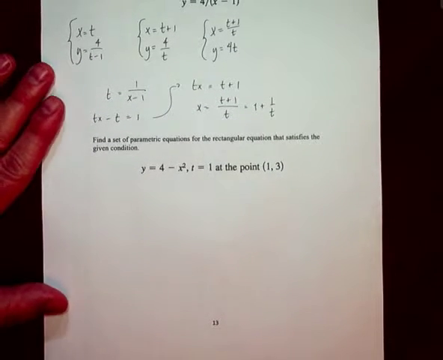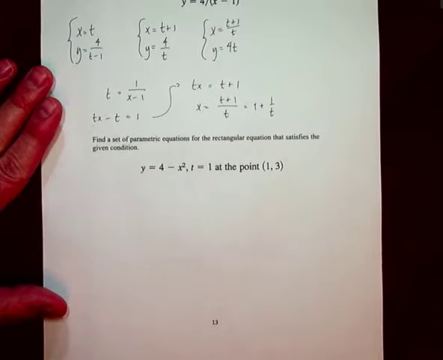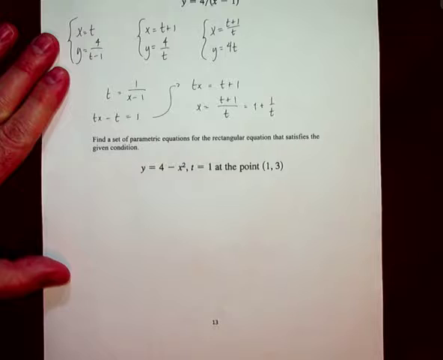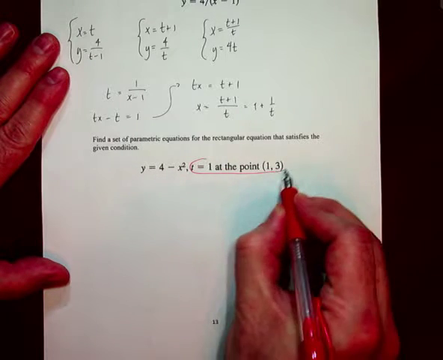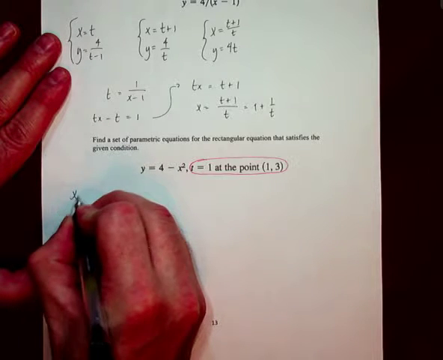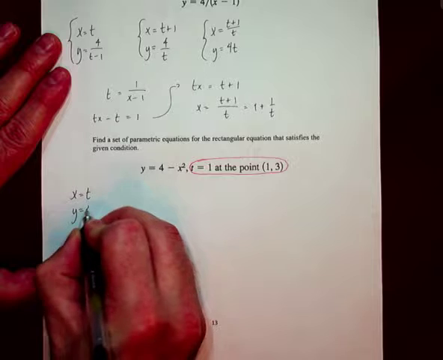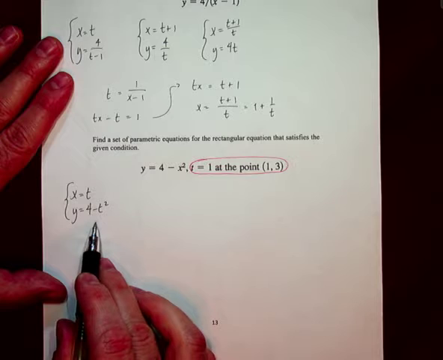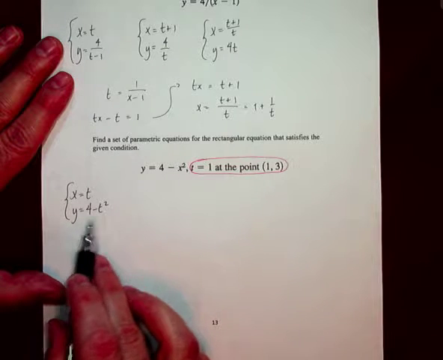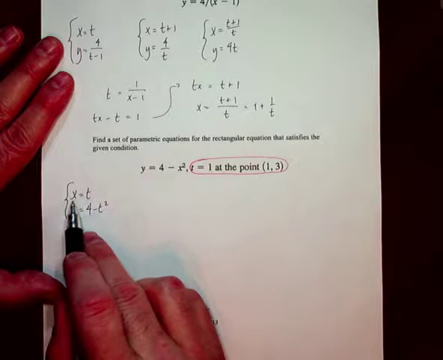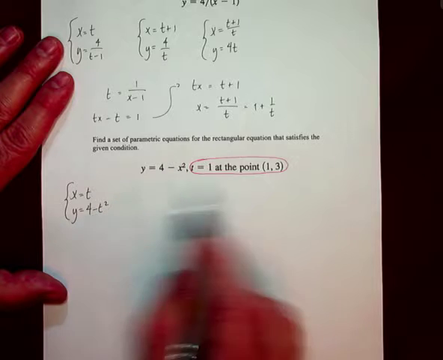It says, find a set of parametric equations for the rectangular equation that satisfies the given condition. Okay, well, let's forget this for a second and just do the easiest one to turn it into parametrics. I know that if x is equal to t, and y is equal to 4 minus t squared, right? Oh my gosh, will you look at that? Because if I just do the simplest one, it does give me 1, 3 at t is equal to 1. You plug in 1 for t and you get 1, and you plug in 1 for t and you get 4 minus 1, or 3.